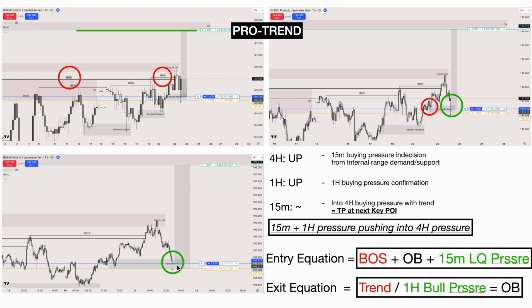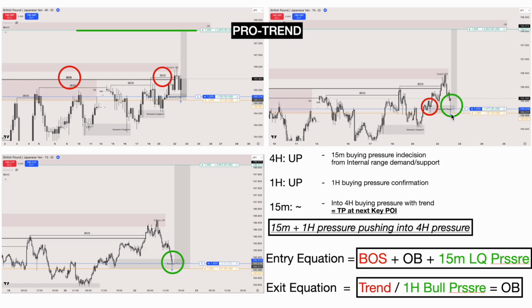We have the 15-minute buying pressure in indecision, and so we have that 15-minute plus the 1 hour pressure really pushed into that 1 hour pressure afterwards, and it's going straight to the supply order block on a higher time frame and going with the trend.